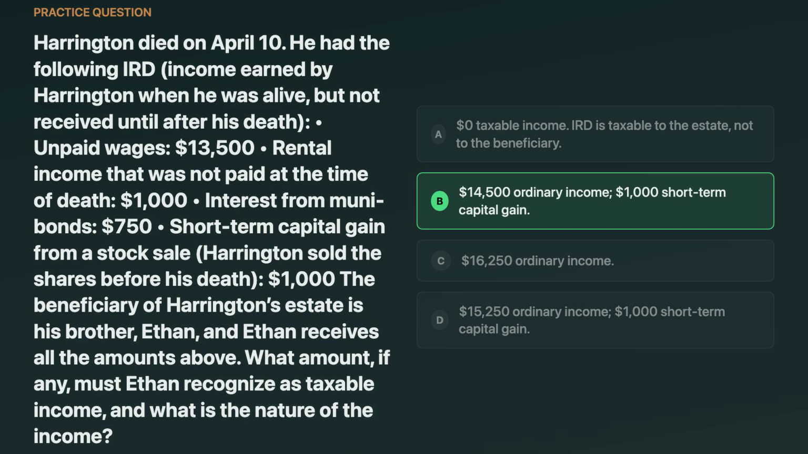Correct answer: $14,500 of ordinary income and $1,000 of short-term capital gain. IRD is taxable to whoever receives it, and it keeps its character. So wages plus rent are ordinary income, and the stock sale stays short-term capital gain. The tempting trap is including the $750 of muni interest as taxable IRD, but tax-exempt interest stays tax-exempt, even when it's IRD.